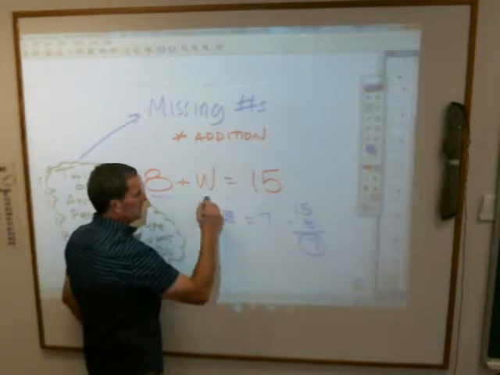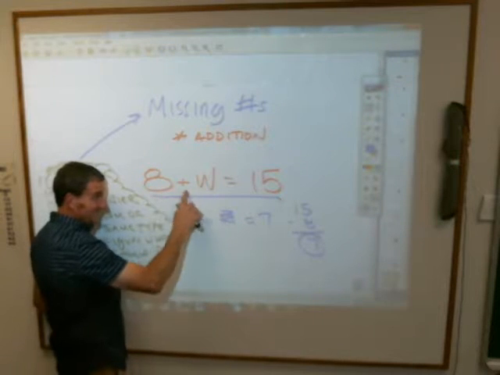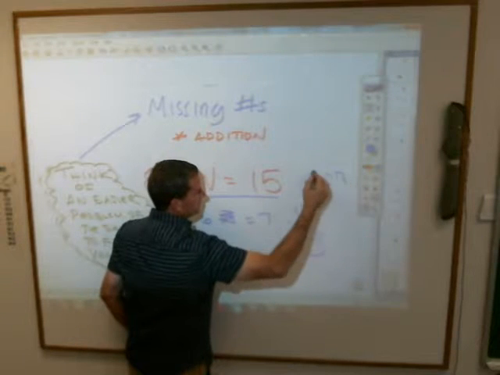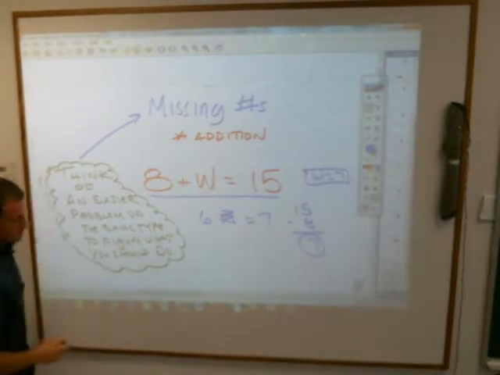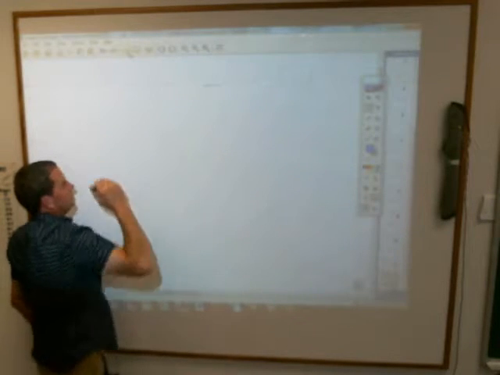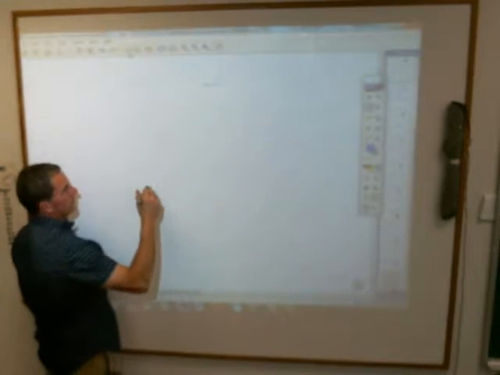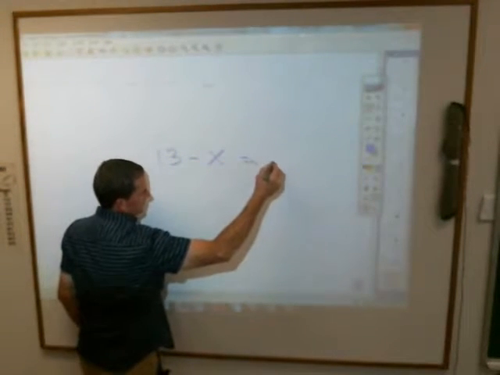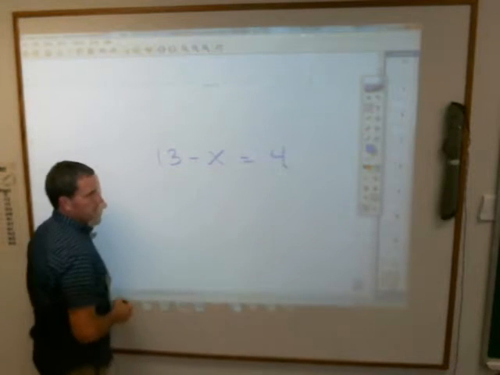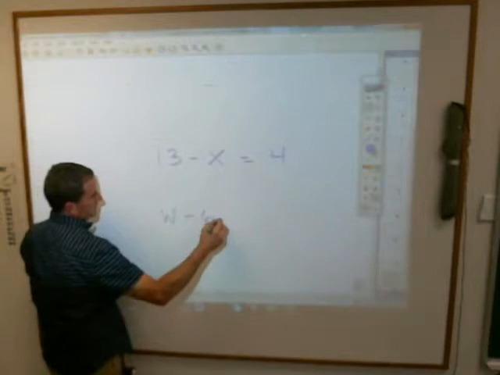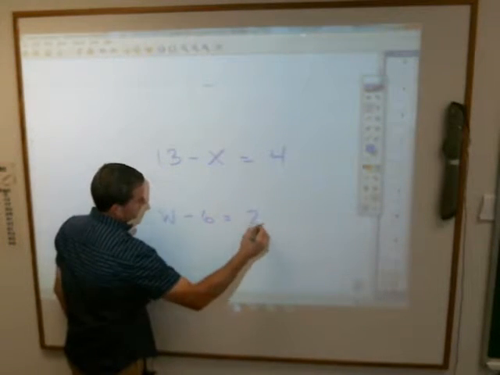And when you have these problems, you need to write that problem down. I need to see your work, and then I need to see W equals 7, because that's what equals there. Now, the reason I tell you that's important, I'm going to jump ahead a couple problems, because what if the problem was a subtraction problem? What if it was 13 minus x is 4? And what if it was w minus 6 is 2?